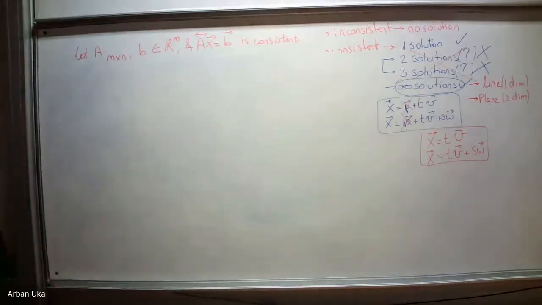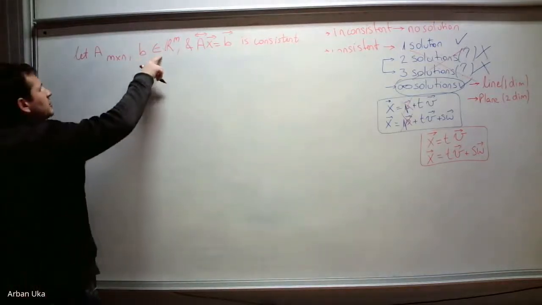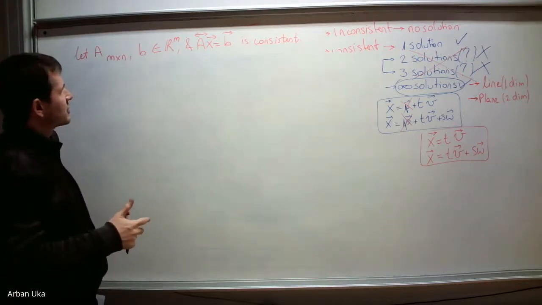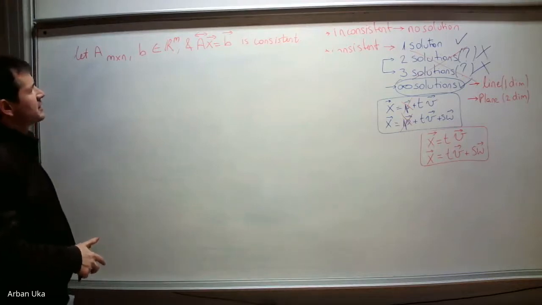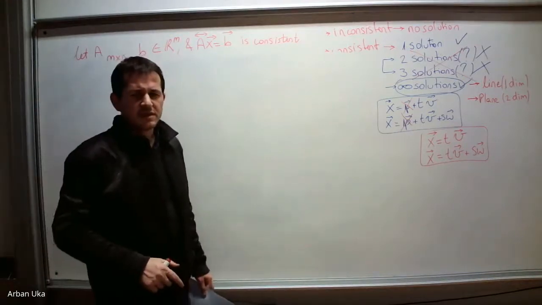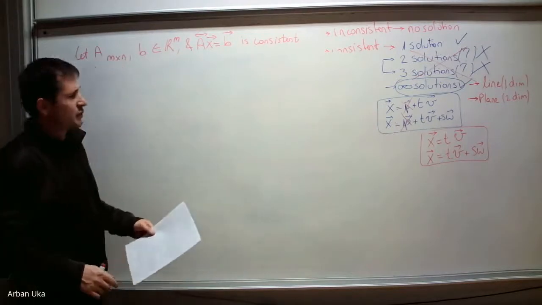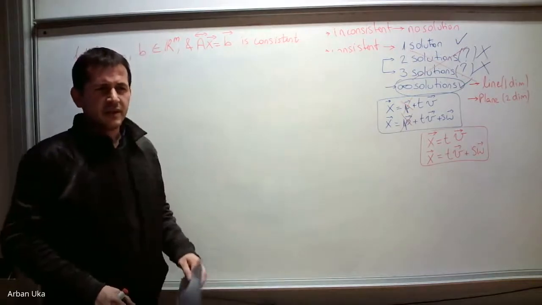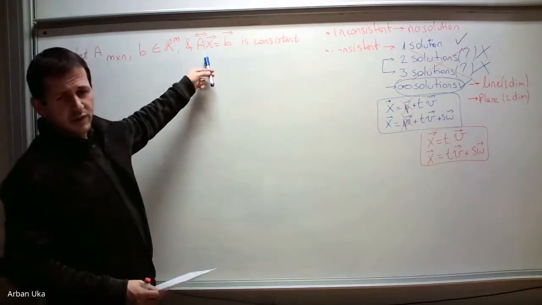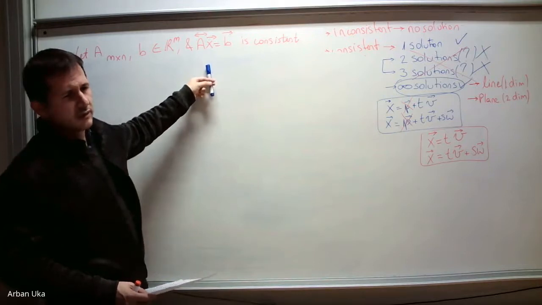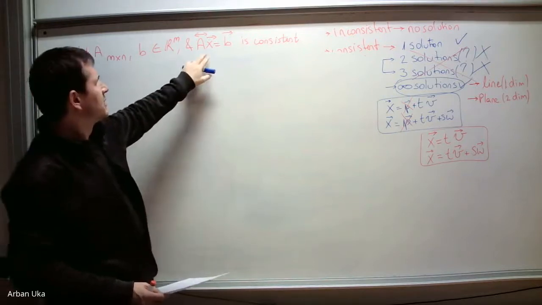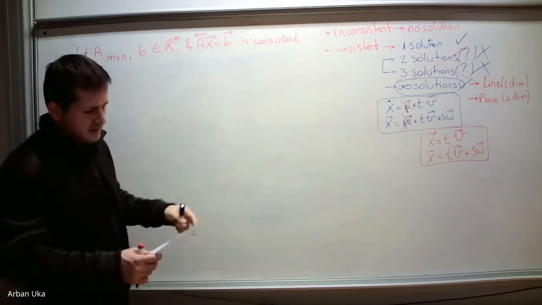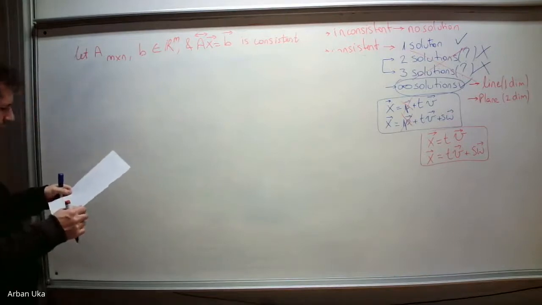Okay, so A is an m by n matrix. B is an element of R^m, which means that there are m different numbers that can construct the vector B, and Ax equals B is consistent. What this means is that it has a solution. We know also that Ax equals 0 has a solution, but this one includes the solution of Ax equals 0, so this is a little more general than Ax equals 0. Let's see what we say.